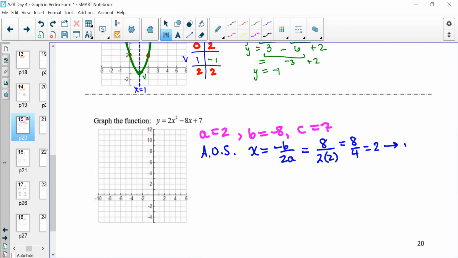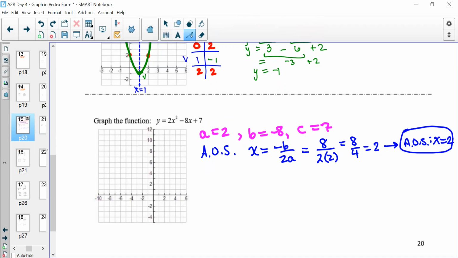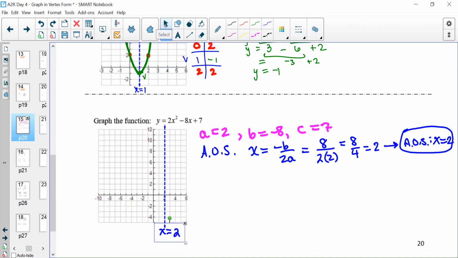So the axis of symmetry is X equals 2. Remember, that's always an equation. And so I'm going to draw that in on my graph. It's supposed to be a dotted line, smartboard. There we go. So I'll draw in the axis of symmetry, and I always label it X equals, and then my number. And then I will use that to find my vertex.